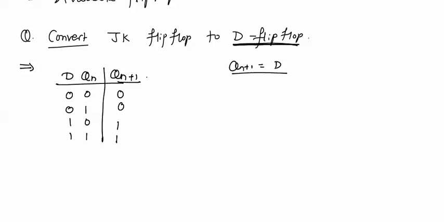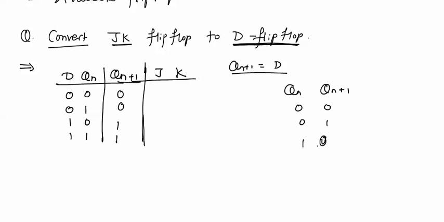Now we will draw the excitation table for JK flip-flop. This will be written continuously. JK flip-flop is the available flip-flop, so we will write here J and K. And now we will write the excitation table for JK flip-flop. If this is Qn, this is Qn plus 1: 0 0, 0 1, 1 0, 1 1. These are the four combinations.